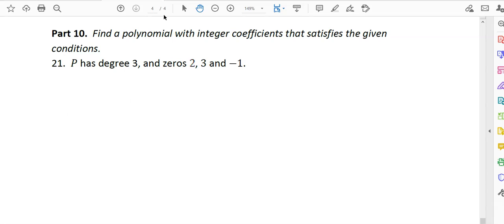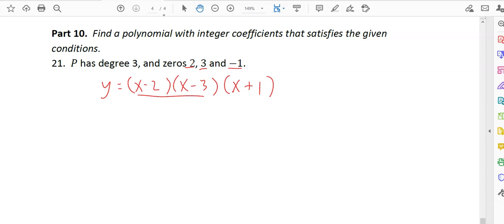I think this might be the last problem. Wow, we're already there. Okay, time flies when you're having fun here. So p is degree 3. So you got the 0s. So your function is going to be, you could say y equals or f of x. You've got 3 factors because it's degree 3. One of them is going to be x minus 2, one of them is going to be x minus 3, and one is going to be x plus 1 because of the negative 1 there.